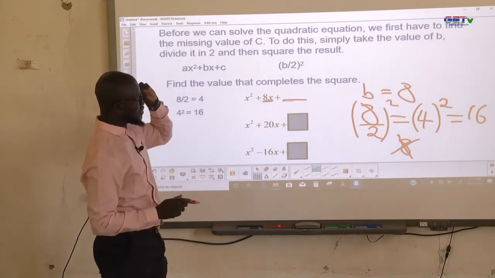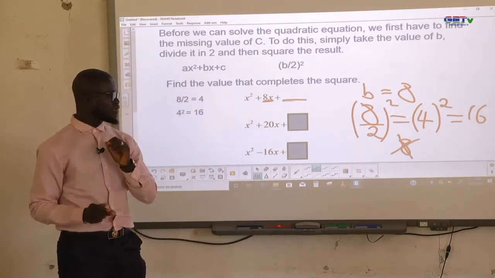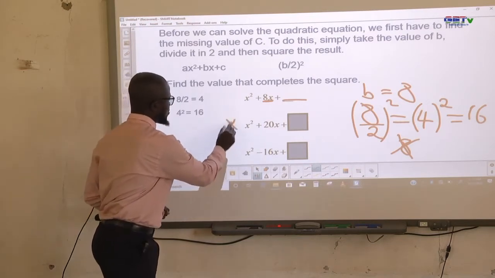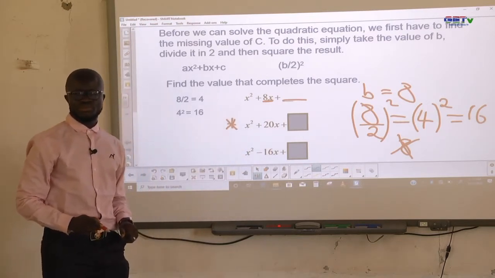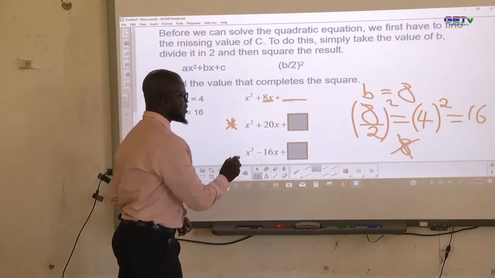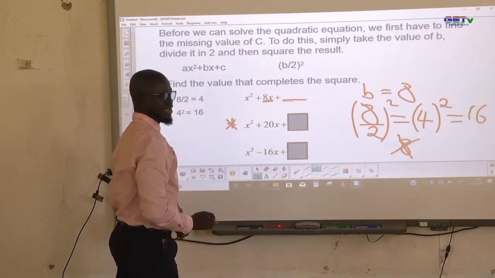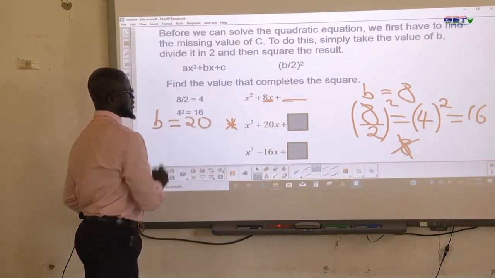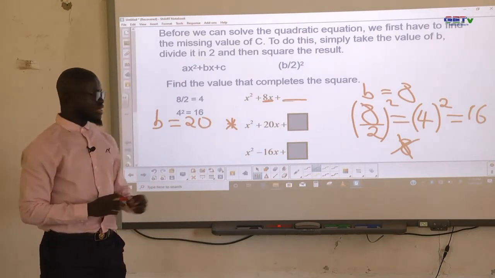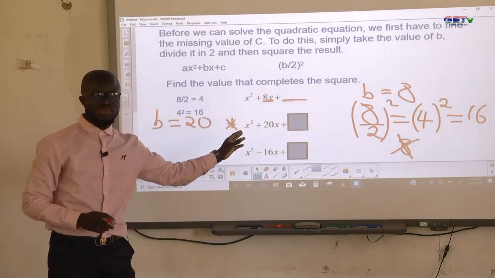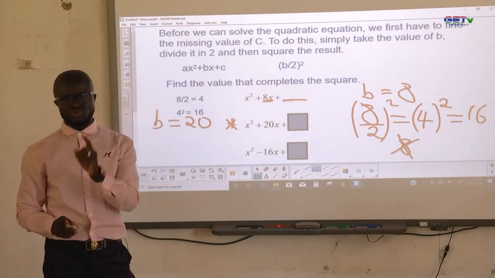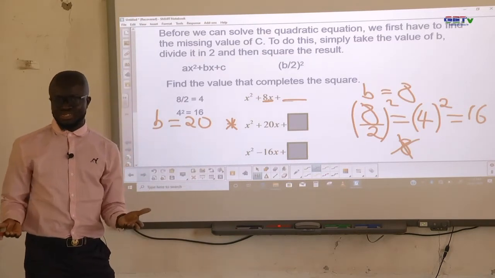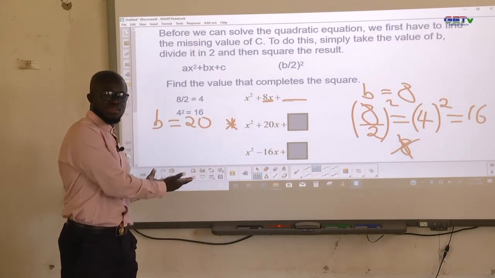Remember the steps. Our first step is you have to take the value of b. Who can give the value of b from the second expression that we have? Remember, we are solving the second one. The value of b in the second expression is, we have b equals 20. I repeat, the value of b in the expression that we have is equal to 20. Have we known the value of b?